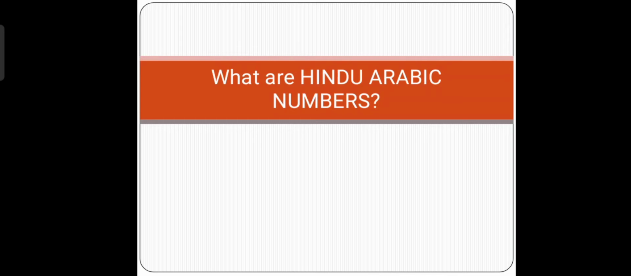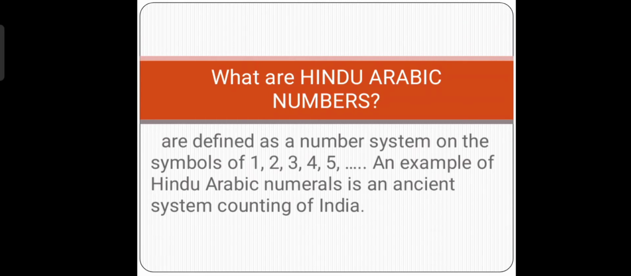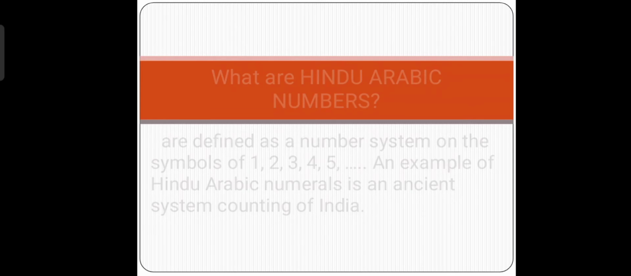What are Hindu-Arabic numbers? They are defined as a number system based on the symbols of 1, 2, 3, 4, 5, and so on. An example of Hindu-Arabic numerals is an ancient system of counting of India.